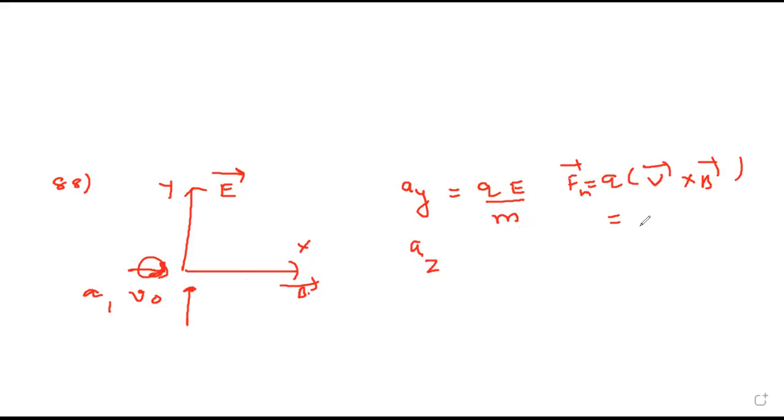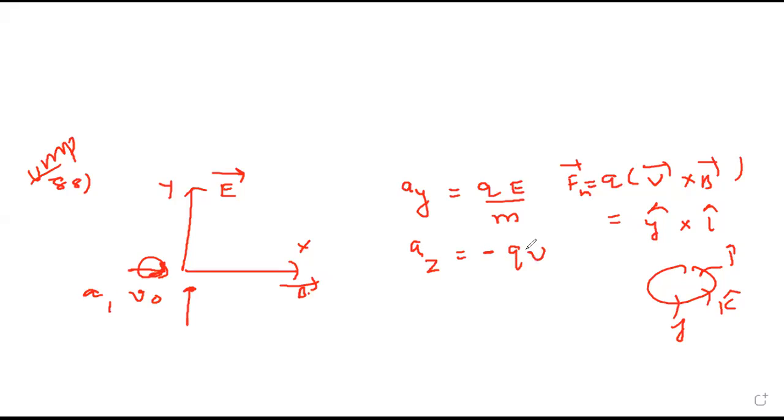Now v is along y, which means j cap, and B is along i. What is j cross i? Minus k. So this will be minus of q into v naught into B upon m, because it is minus k. So I'm adding the minus here. This much clear?